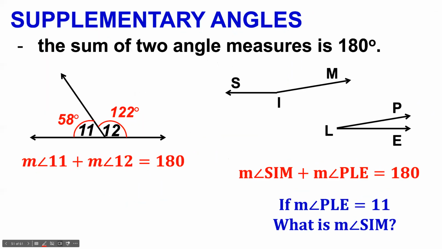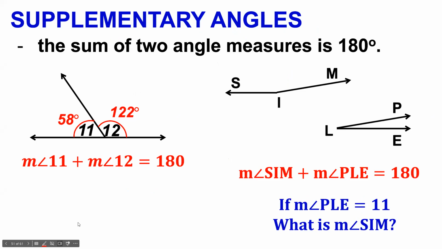Last will be the linear pair. Actually, from the previous example, we already have shown an example of a linear pair. From the word itself, linear pair: a pair of angles that will make a line.